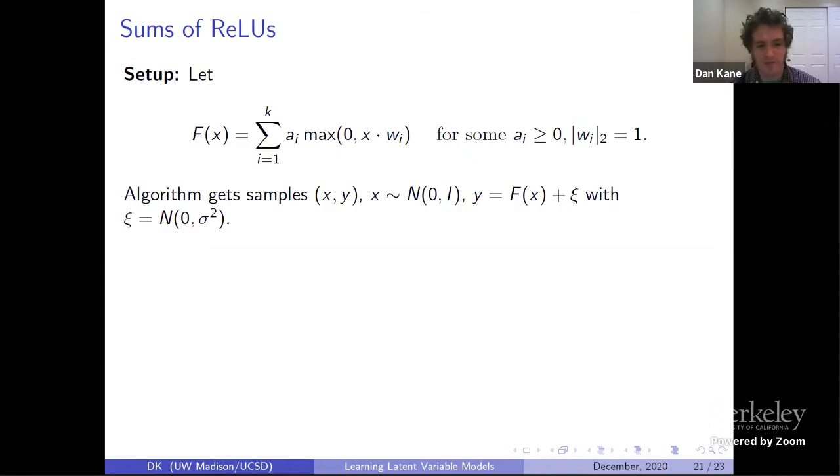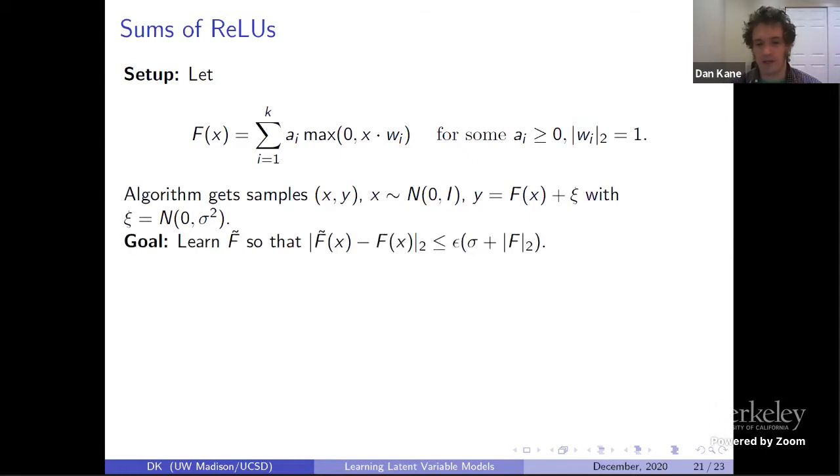And so to quickly look at a couple of those, there's the sum of ReLUs problem. So you have f of x, a function of the following form: the sum i going from 1 to k, a_i times the maximum of 0 and x dot w_i. This latter function is a ReLU, and this should be for some non-negative numbers a_i and w_i's of L2 norm equal to 1. Now, what your algorithm is given is samples x, y, where x is, say, a standard Gaussian, and y is equal to f of x plus some independent noise. And the goal is to learn an f tilde that is close to the original f in, say, L2.